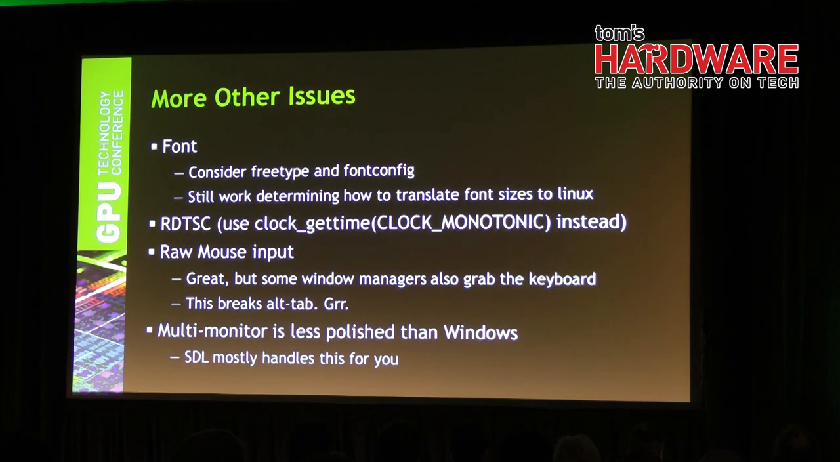RDTSC is a problem on Linux, although Pierre Loup has hopefully submitted a patch that will get accepted. The problem is that when you're trying to ask for that really high performance counter, there are occasions where Linux will just say, I could have requested clock monotonic, but I didn't. So the fix in the meantime is to use clock_gettime with CLOCK_MONOTONIC.